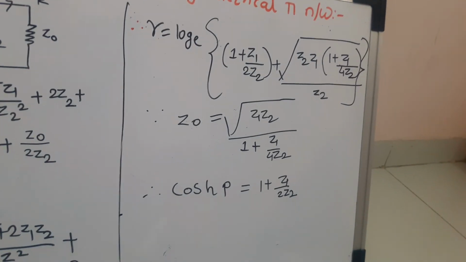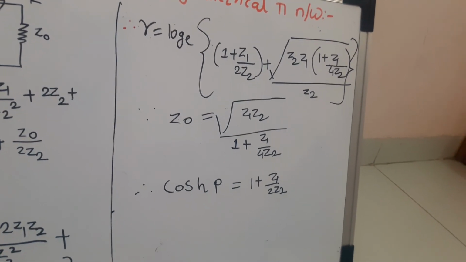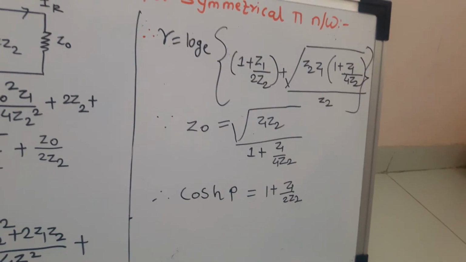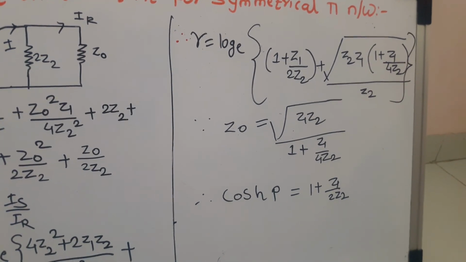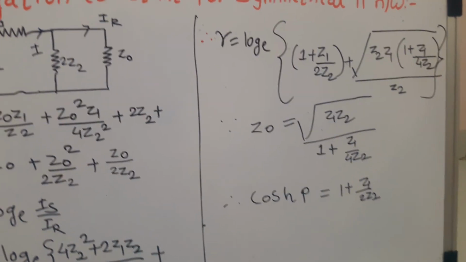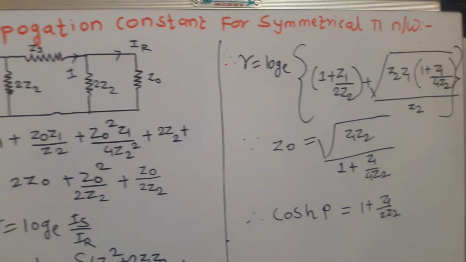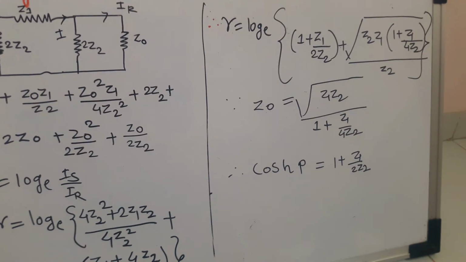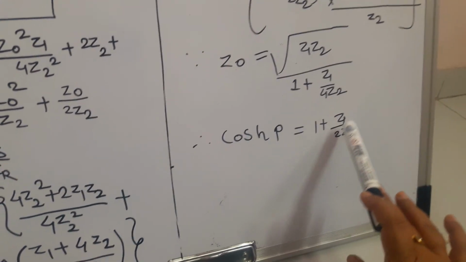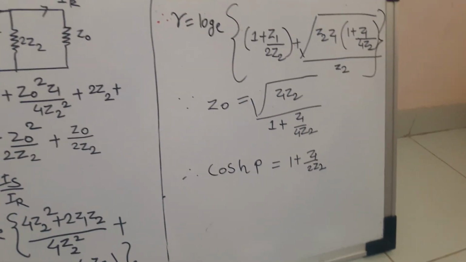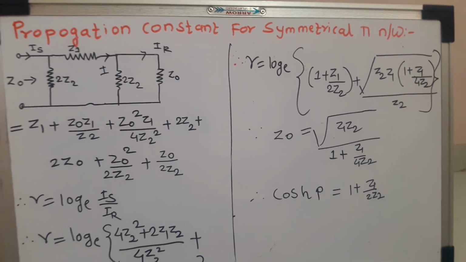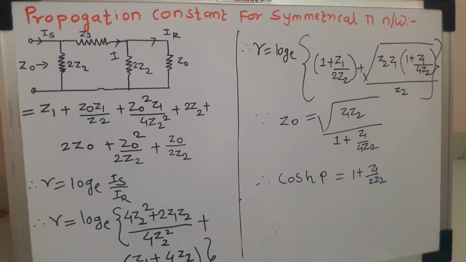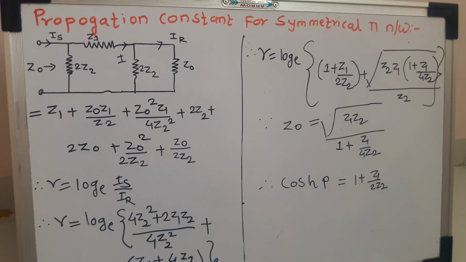Again we have calculated e raised to power minus gamma, e raised to power gamma plus e raised to power minus gamma. We made adjustments and we got hyperbolic sine and hyperbolic cosine. Again we can further solve this just similar to the propagation constant for the symmetrical T network, and we found that cosh gamma is equal to 1 plus Z1 upon 2 times Z2. So again making further adjustment, it will give us the same expression as that of the propagation constant of the symmetrical T network. Thus we can solve it.